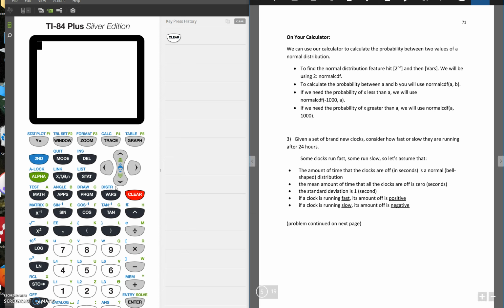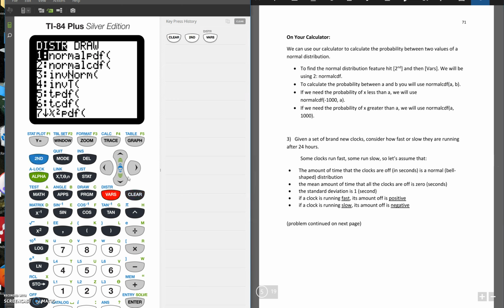So to use our calculator to find probability between two values of a normal distribution, we're going to go to this distribution menu, which is above the var. We hit second distribution, and we look for the one that says normal CDF. That's the second one right here. To calculate the probability between A and B, you'll do normal CDF from A to B. So if you're going between, say, 1 and 3, you would say normal CDF 1 to 3.